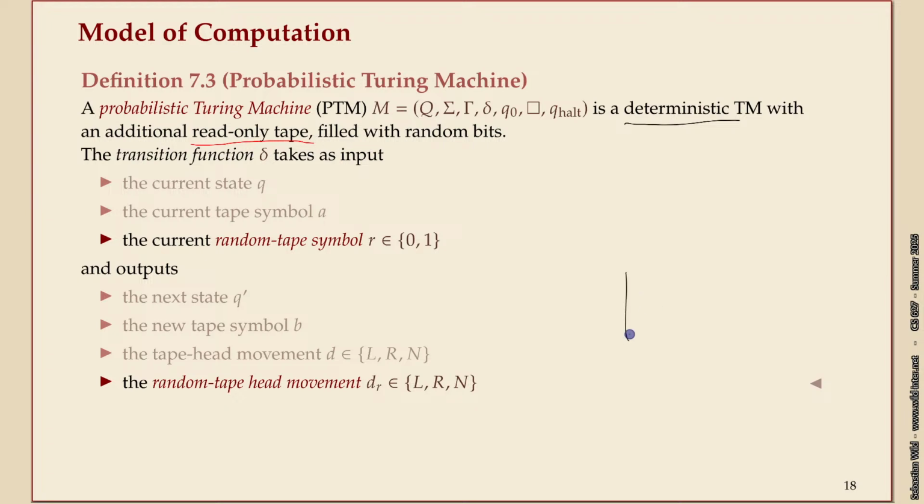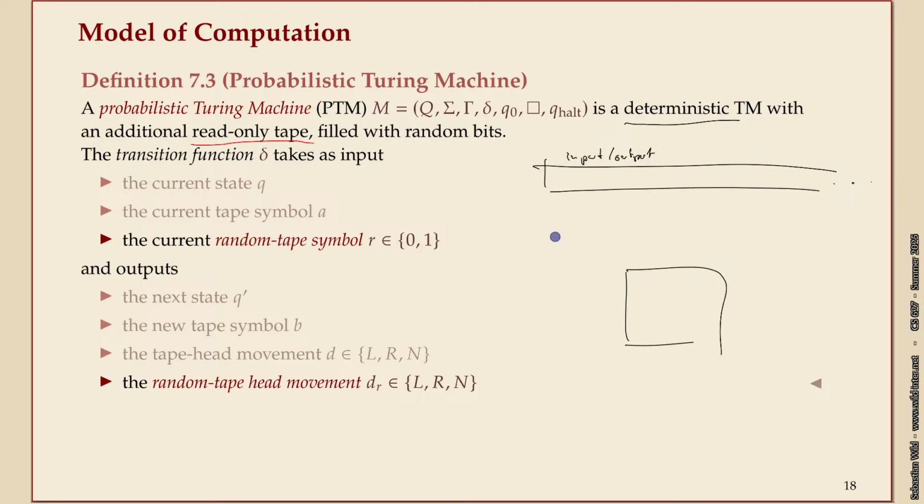So think of your Turing machine with the states here. There's the infinite tape for the input. That's the input and output tape, which you can read and write. And then there's the random tape.